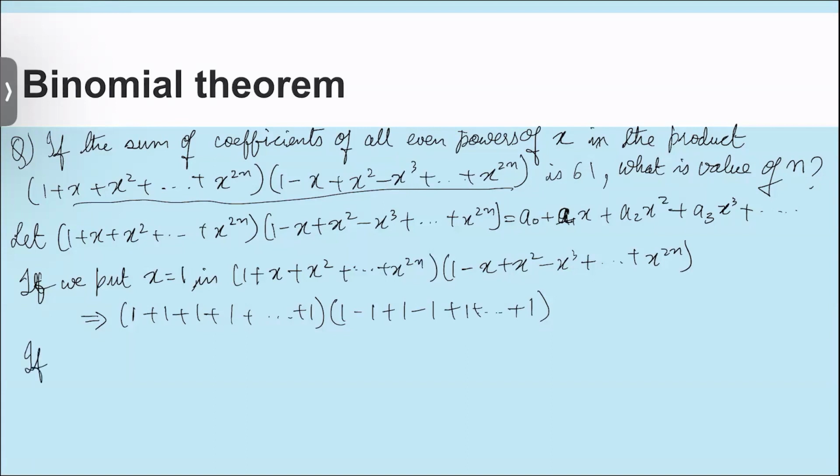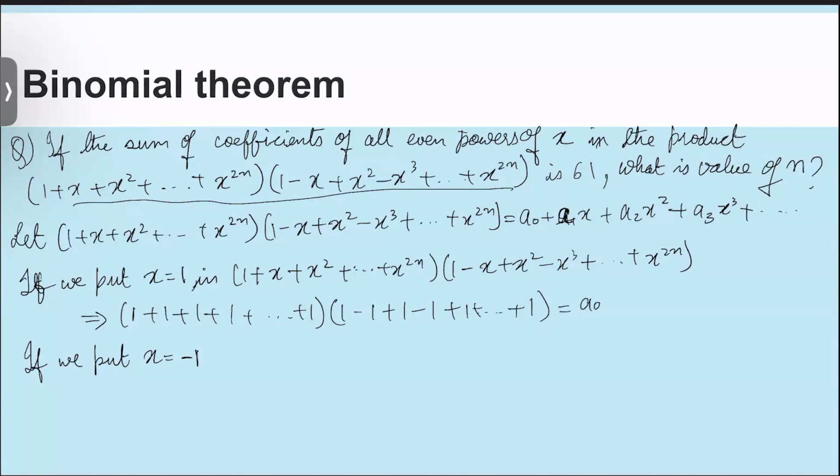If we put x equals minus 1, this actually you can write as a0 plus a1 plus a2 plus a3 plus and so on. Over here, how? Because there will be some terms obviously which would get cancelled. Okay, so you can write it in that form.